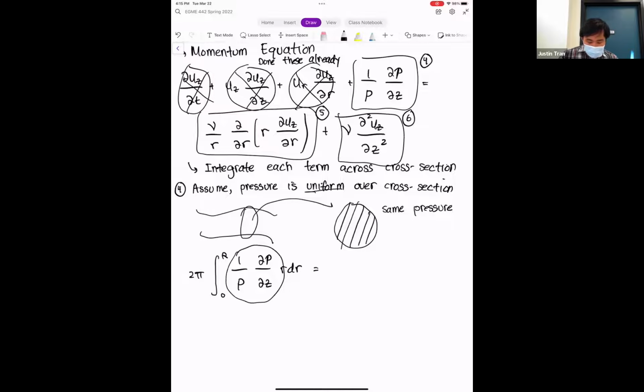Okay. All right. And so last but not least, we have integral 6. This is another fairly straightforward one. So integral 6 here is 2 pi integral from 0 to big R of nu partial squared uz partial z squared r dr.